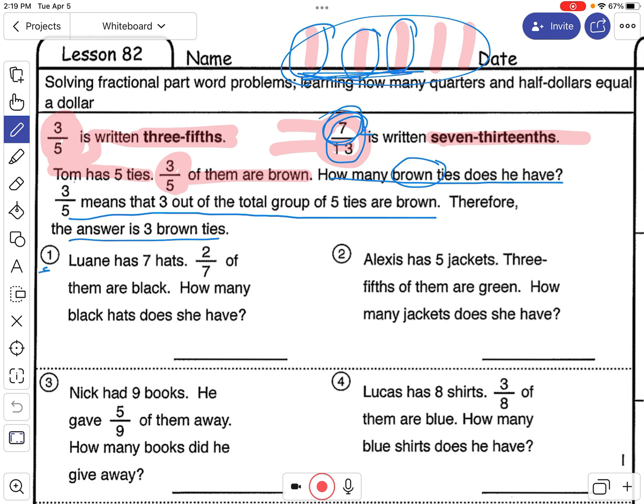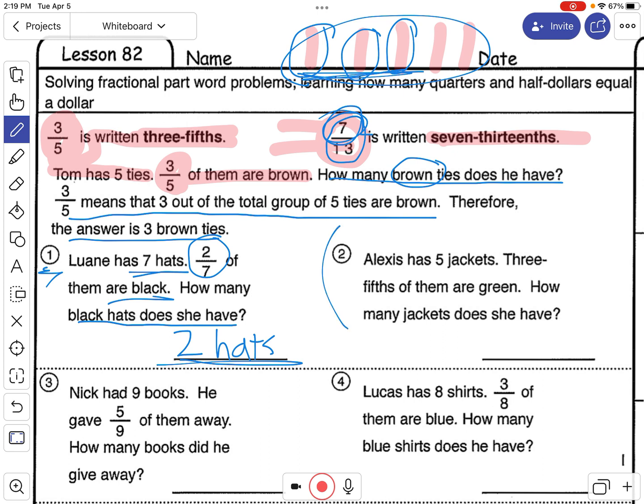Okay, number 1. Luann has 7 hats. 2/7 of them are black. How many black hats does she have? See if you can write the answer right here before I tell you the answer. Pause the video if you need to. All right, so you should have written, don't listen to the answer unless you have it written down. 2 hats. Ooh, that's pretty hard, isn't it? Or 2 black hats is fine.